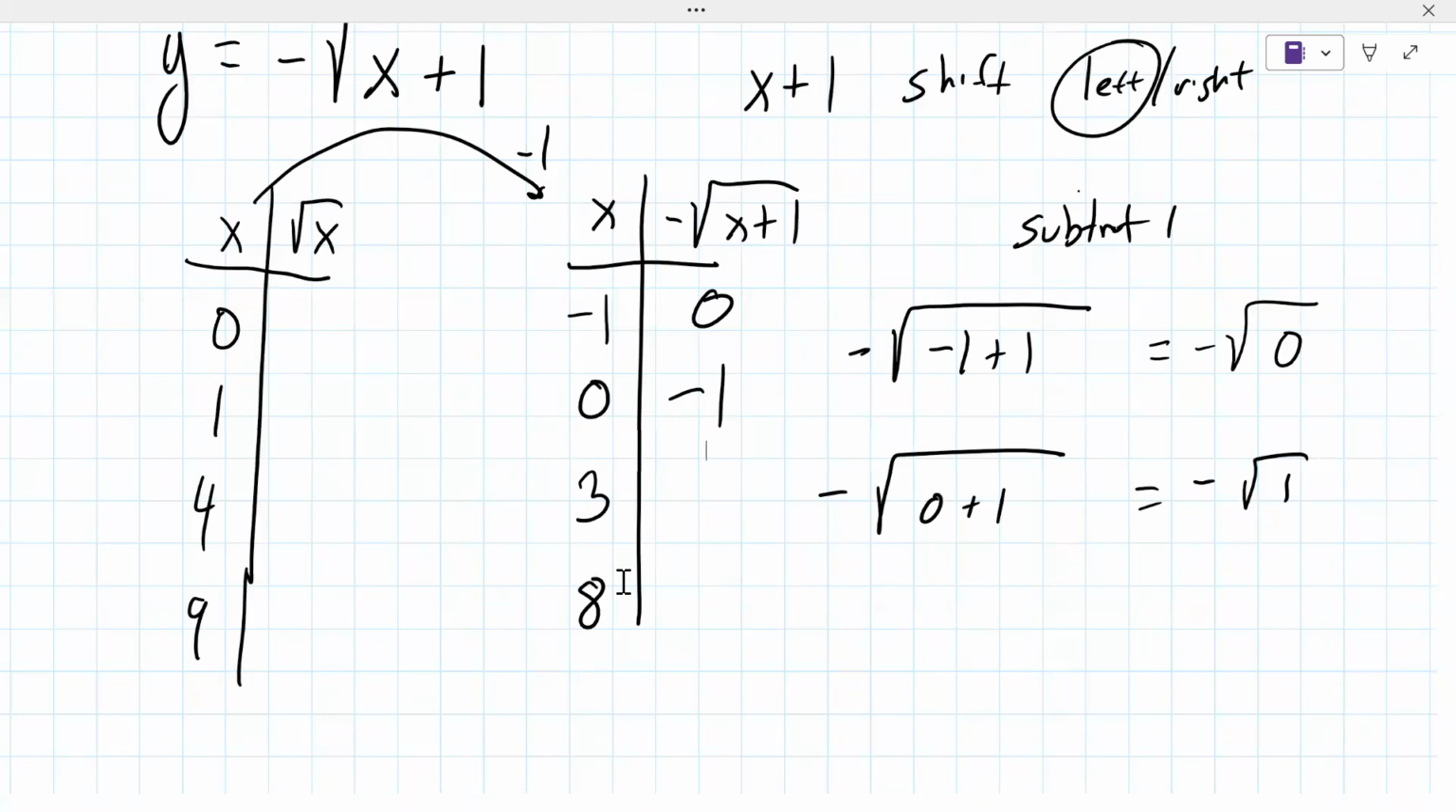For which one? For 3 right here. For the x at 3. Isn't it 3 plus 1? Square root of 4? Yeah. Okay, what is the square root of 4? 4.